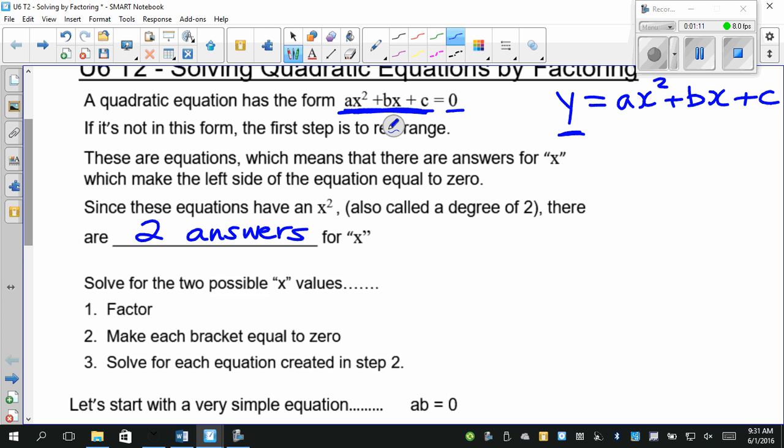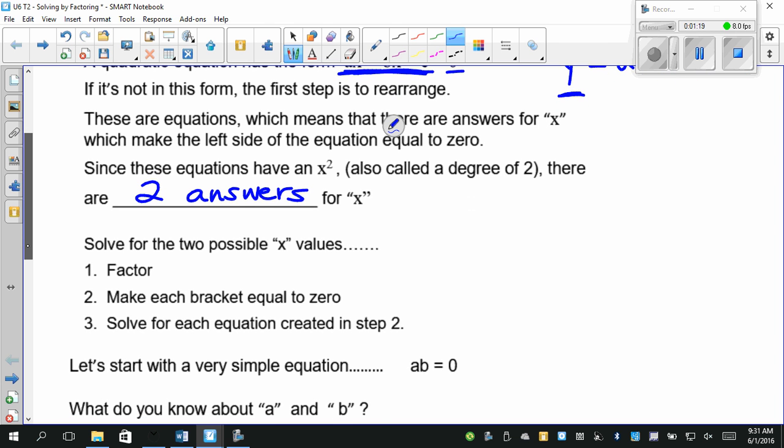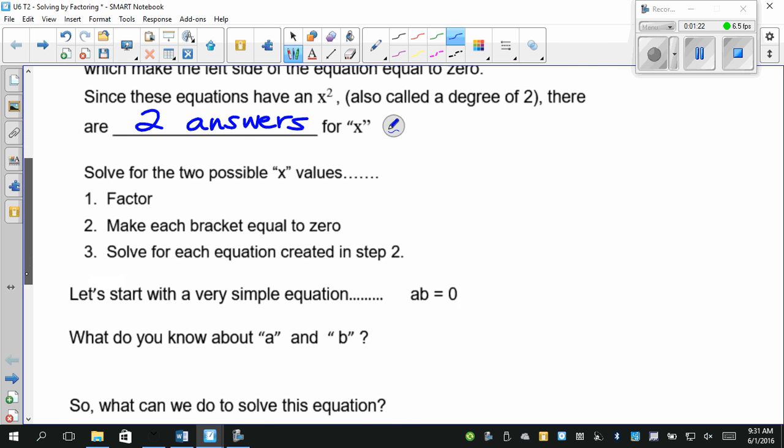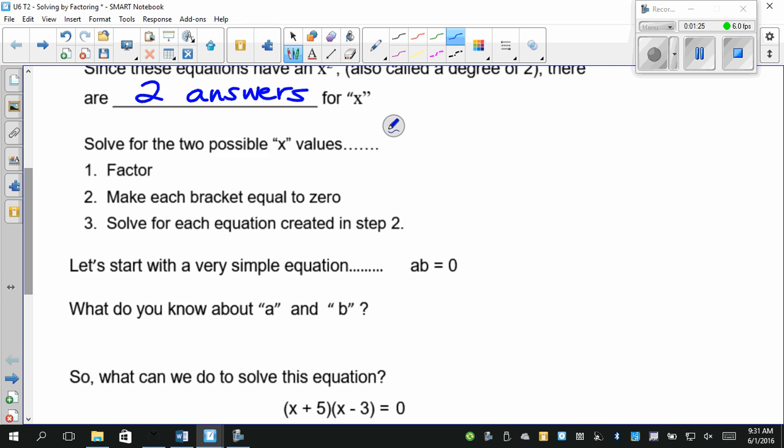Now, there may be some equations that aren't possible to solve, so they would have no answers. Sometimes our 2 answers will be the same answer, which really means that we have 1 answer. But we'll discuss that more. So to solve for the 2 possible x values, the first thing we're going to do is factor the ax squared plus bx plus c. Then we're going to make each bracket equal to 0 once we've factored. And then we're going to solve each of those equations that we created in step 2. This will make a little more sense once we do some examples.